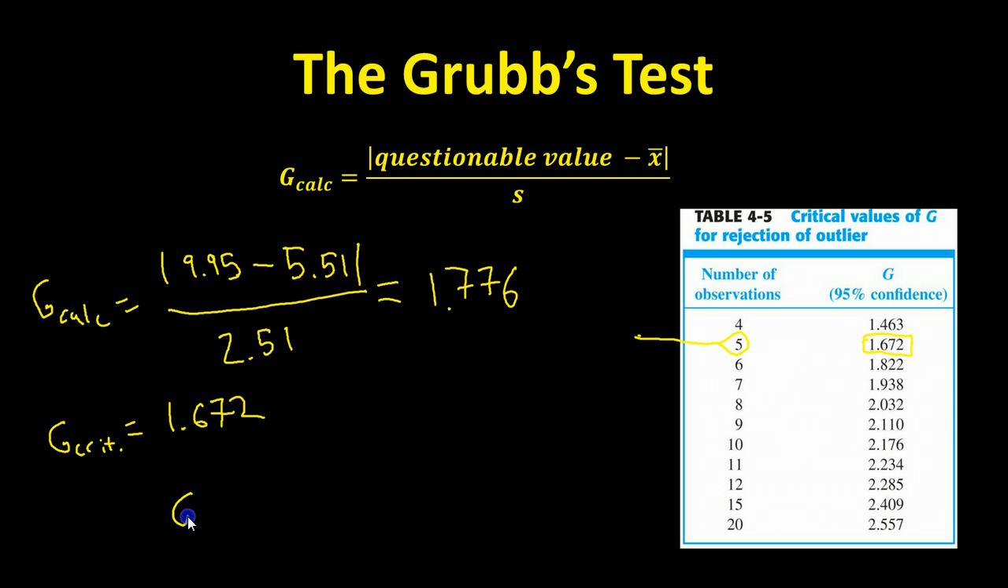Alright, so in this case we say G calc is greater than G critical. Therefore, our value here, 9.95, is an outlier. And if you're going to proceed with any sort of statistical tests, it doesn't really make sense to proceed with the outlier. Like, let's say you were going to do a t-test, you'd want to remove that outlier.